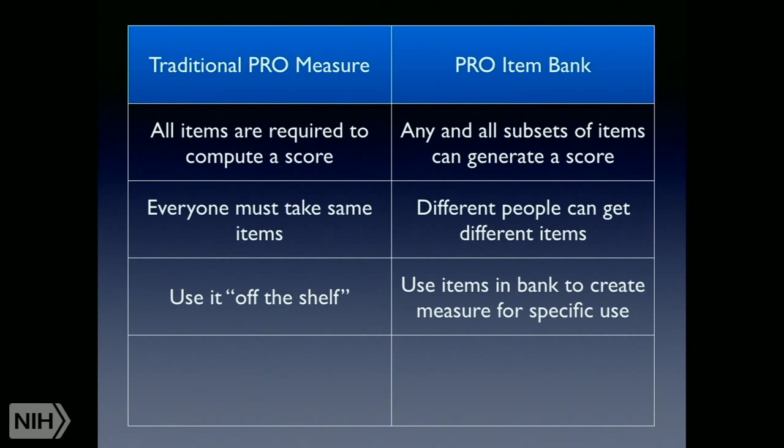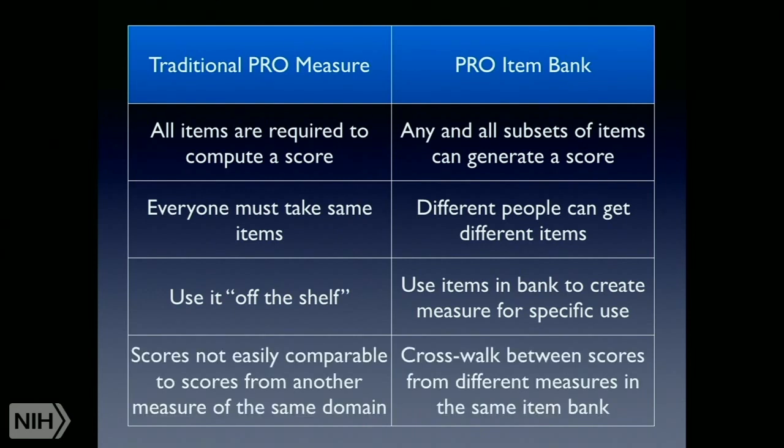And we went through some of the different options there, right? Fixed length or CATs. If it's fixed, you can get ready-made ones that someone might have created for you, or you can go and create your own custom one. And finally, with traditional PRO measures, the scores are not easily comparable to other scores from other measures of the same thing. Whereas with an item bank, there's much greater opportunity for crosswalk between scores from different measures, as long as the items from the different measures can be put in the same bank.